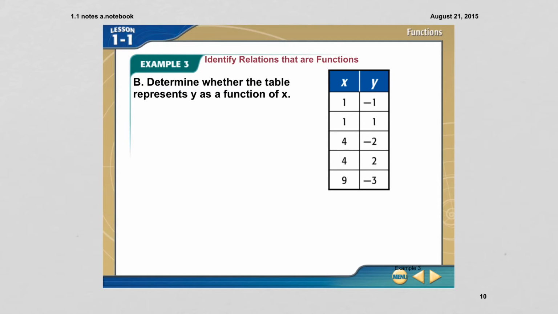Next, we're going to determine whether the table represents y as a function of x. And as we're looking at it, we see we have x going to more than one place. So no, there is no function because we have two of the same x's going to different places. In other words, our x's are repeating.